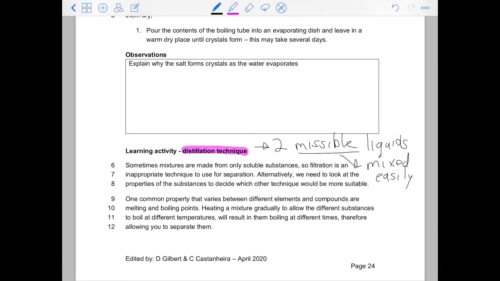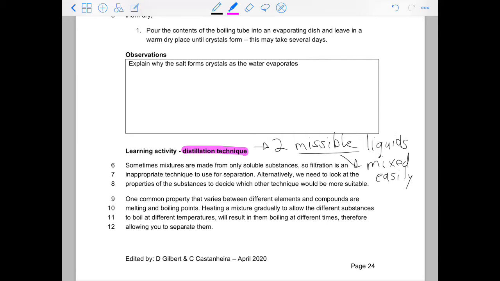If you've ever tried to mix, for example, oil and water together, they do not mix easily, and it's very easy to just let them sit for a minute, and you'll see the oil will separate out from the water and form a layer on the top. Whereas two liquids that would mix easily would be, for example, your squash and your water. Once you have your squash mixed into your water, it's nearly impossible to take it out. One way that you could do that, however, would be with a distillation apparatus.